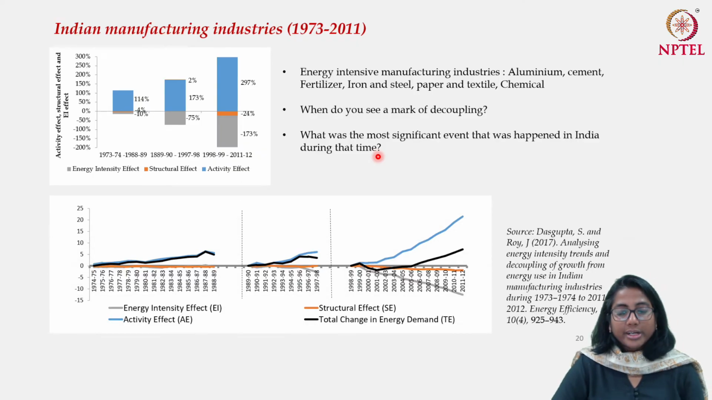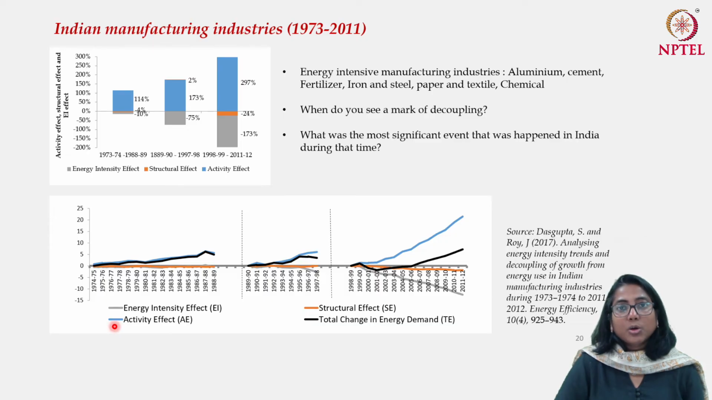For that, we have plotted the data over the whole period of time. So instead of plotting it for a period of time, this is the year-wise plotting of the activity effect, structural effect, and the energy intensity effect. And something interesting that you can see. This black line is giving you the growth in total energy demand, without any implication for any effect. So this black line is the increase in energy demand. Here is the black line, here is the black line. What is the blue line?